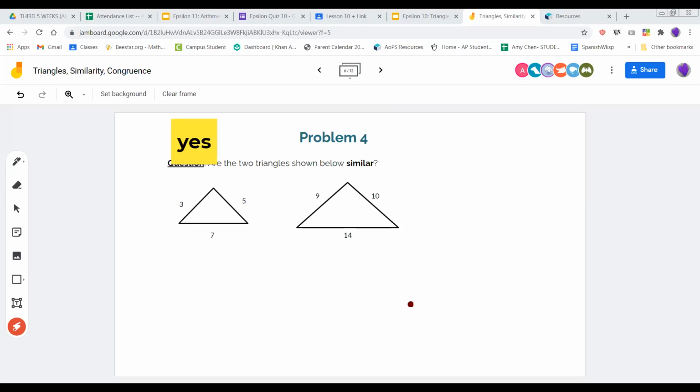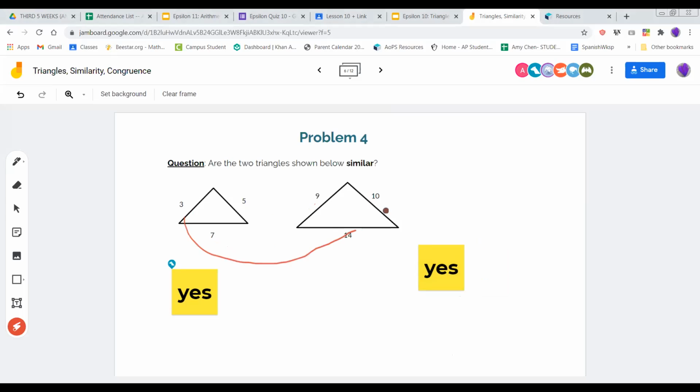All right, so wait, isn't the perimeter 15 to 24? The perimeter is actually 15 to 33 from my calculations. So it's 15 to 33, and some people are saying that the triangles are similar. So the answer is actually no.